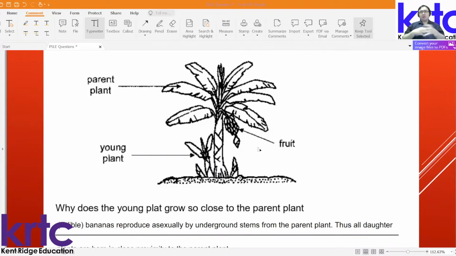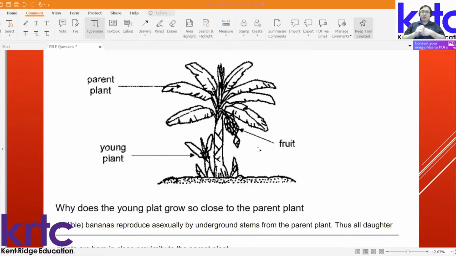So the first question addresses this. Why does the young plant go so close to the parent plant? The edible banana, like the Cavendish and the plantain, are all mutants, sterile mutants. Those little black dots you see in the banana, when you peel it open and tear it in half, are meant to be seeds. In wild banana, the seeds are so strong that they will literally crack your teeth if you try to eat them.